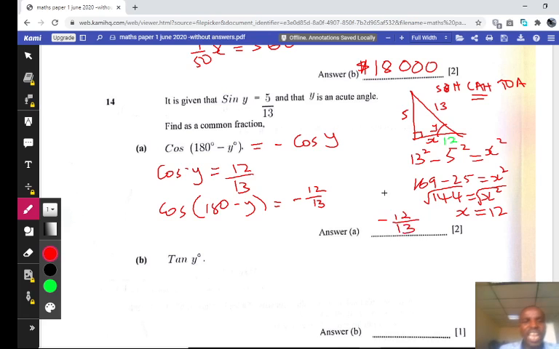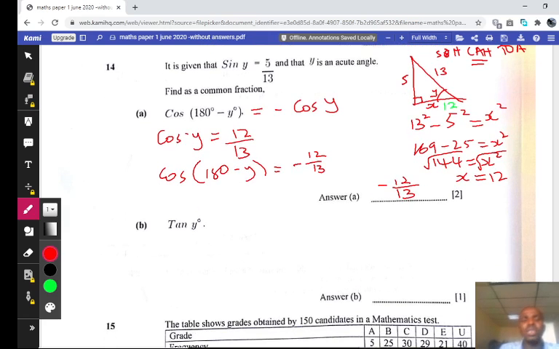Next part, find tan y. Tan y, you are still using that triangle. So tan, based on SOHCAHTOA, is opposite over adjacent. So tan y is equal to opposite over adjacent.